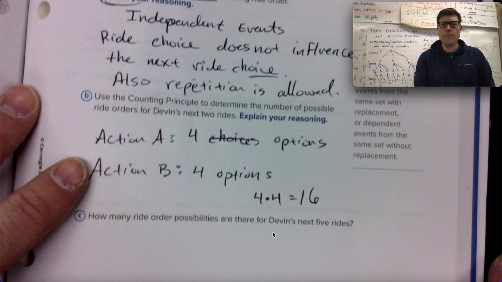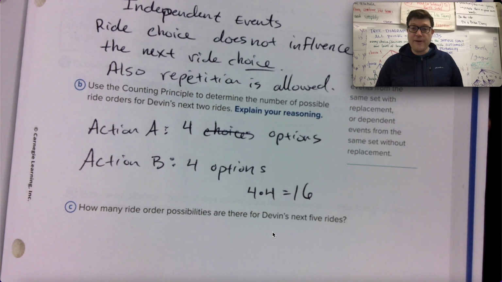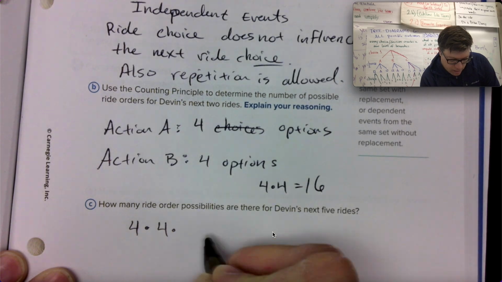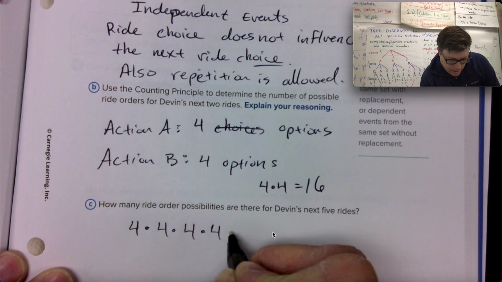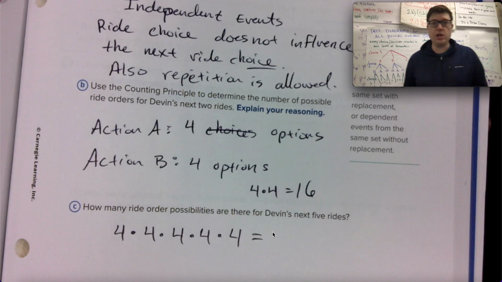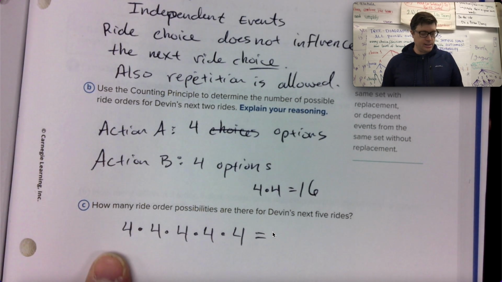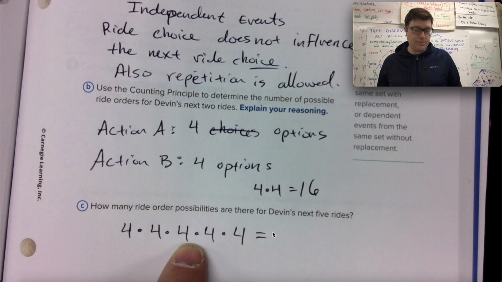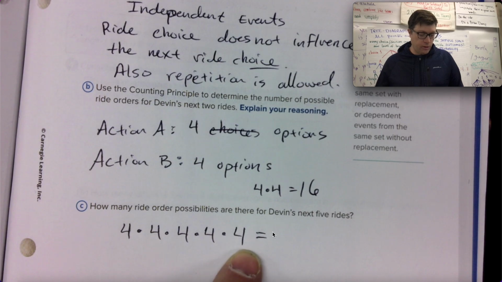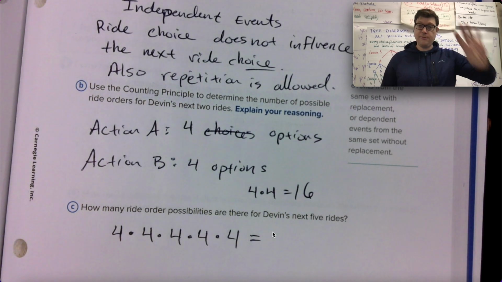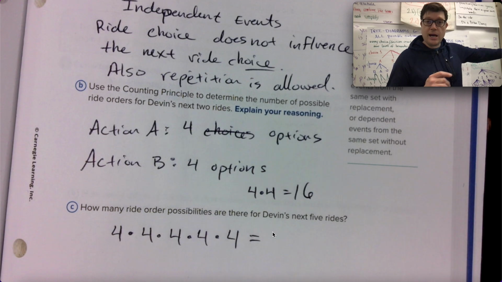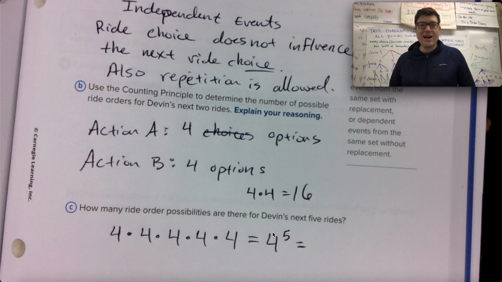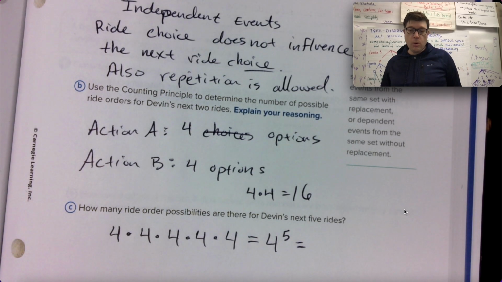How many order possibilities are there for Devin's next 5 rides? All right, so 4 and 4 again, and 4 again, and 4 again, and 4 again, and you multiply. So if there's 4 rides, you can repeat, get on the same ride again, but you had the choice out of 4 to go on. 4 more options because you're doing the same scenario again, 4 and 4 and 4. So a total of 4 times 4 times 4 times 4 times 4, 5 times. Or in other words, 4 to the exponent of 5, 4 to the power of 5.